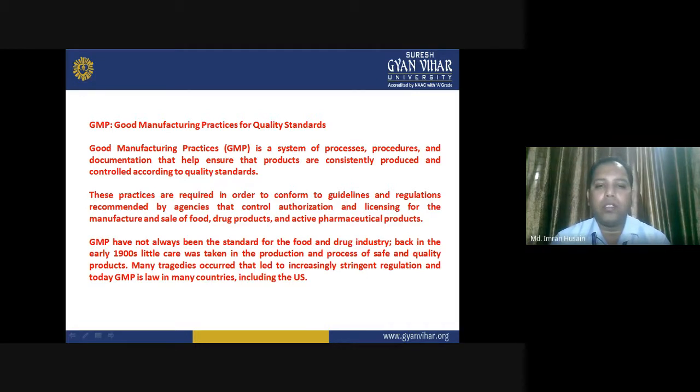GMP have not always been the standard for the food and drug industry. They were not always there. They were introduced later on. Back in the early 1900s, little care was taken in the production and process of safe and quality products. Most of the time, GMP were not implemented in the early days in food manufacturing procedures. But later on, it was introduced. Many tragedies occurred that led to increasingly stringent regulations, and today GMP is law in many countries, including the US.